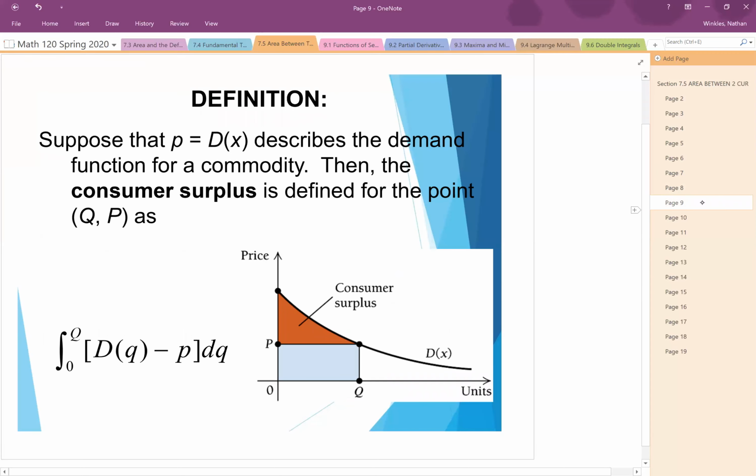So suppose that P equals D of X describes the demand function for a commodity. Then the consumer surplus is defined for the point Q comma P as the integral from 0 to Q of D of Q minus P. So this is our demand function minus the equilibrium value.